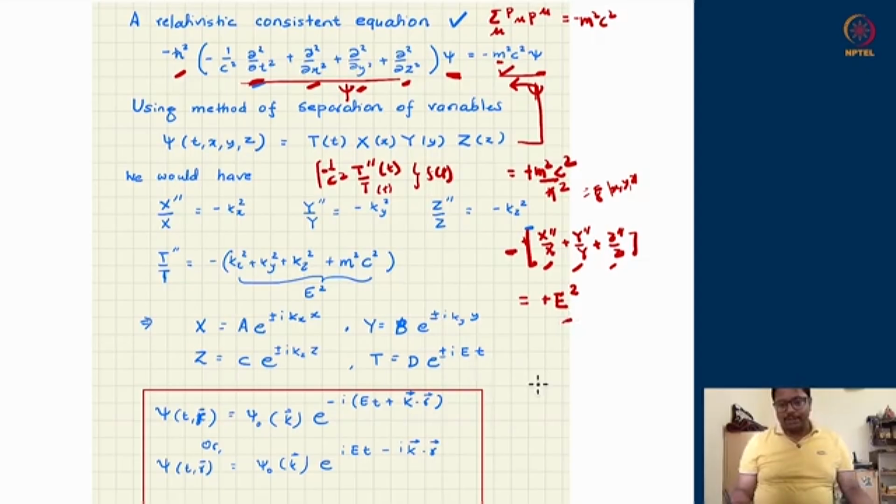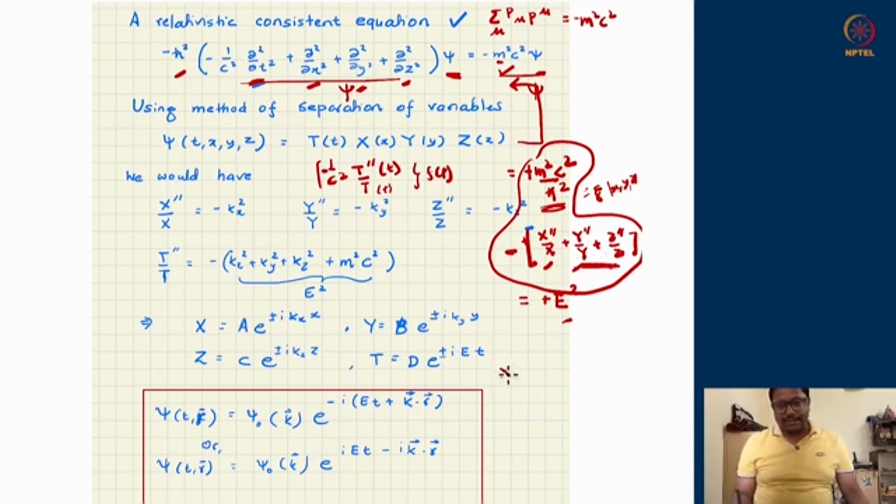Once that has happened, again the same thing can be played on the right hand side equality, meaning this function together should also be equal to the same e square. So then what I can do, I can take this m square c square and this double derivative with respect to y and z towards the right hand side, and I will get an equation like x double primed upon x is equal to e square minus m square c square upon h square plus y double primed upon y plus z double primed upon z.